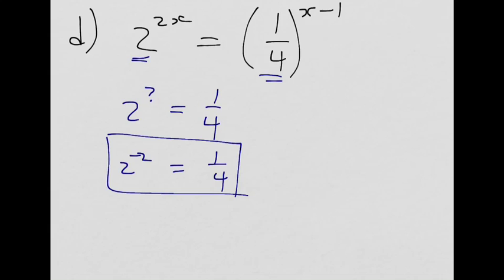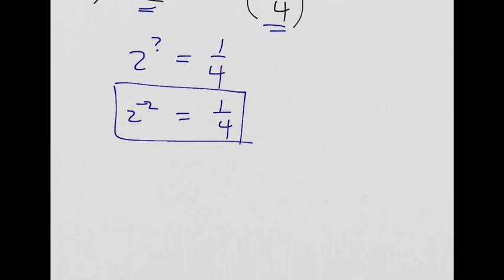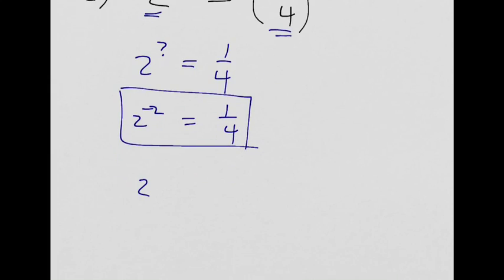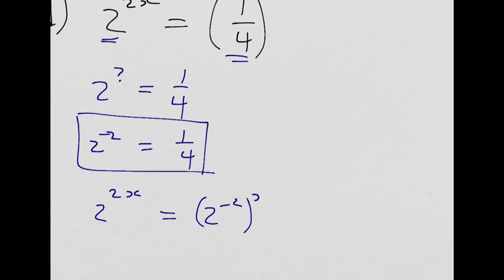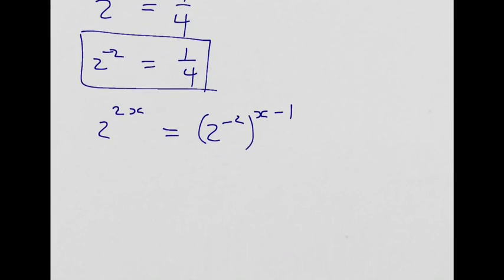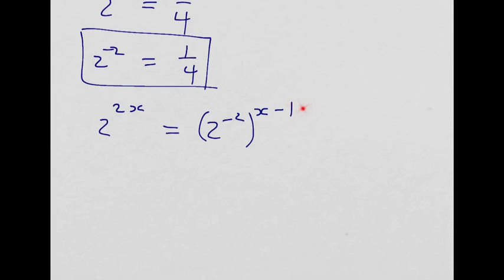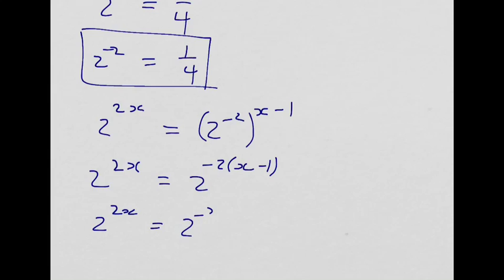Follow that line of thinking? Okay. So I'm going to have 2 to the 2x equals 2 to the negative 2. That's what 1 over 4 became. All to the power of x minus 1. Okay? Then I'm going to multiply in that negative 2. So I have 2 to the 2x equals 2 to the negative 2 times x minus 1. And then we'll just multiply that in. It's negative 2x plus 2.